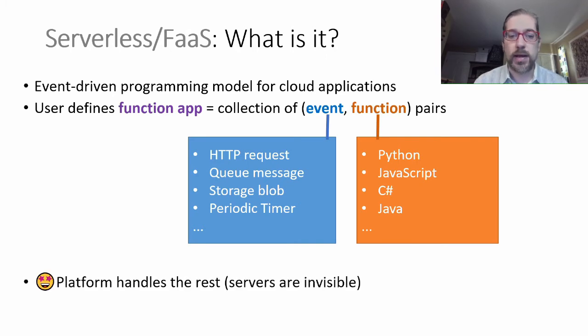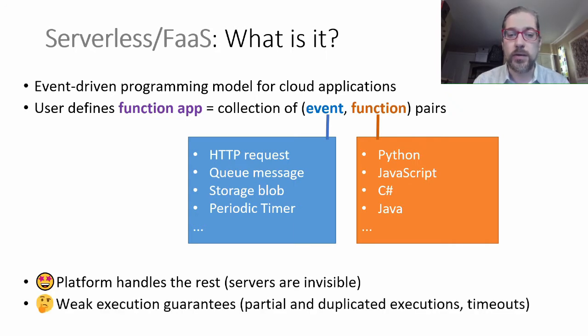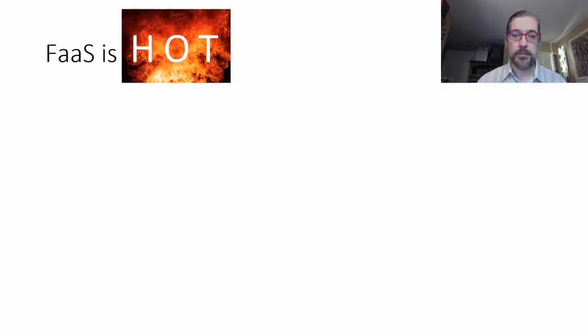And the cool part is the platform handles the rest of that story. So of course, there's a server somewhere, multiple servers probably, that run these functions, but you don't have to worry about that. The servers appear and disappear as needed, and they're billed based on how much function time you're actually running. Now, something that's not as nice are the weak execution guarantees, meaning that you can't be sure that the functions run exactly once. Each event could trigger a function multiple times, and you're also not sure that these functions run to completion when they run. We'll talk more about that in a minute.